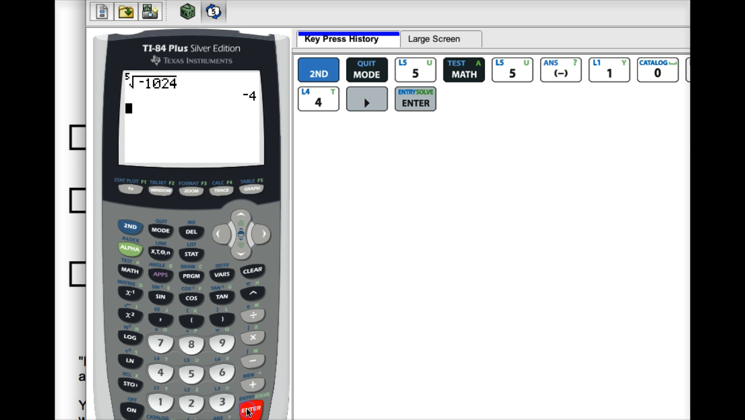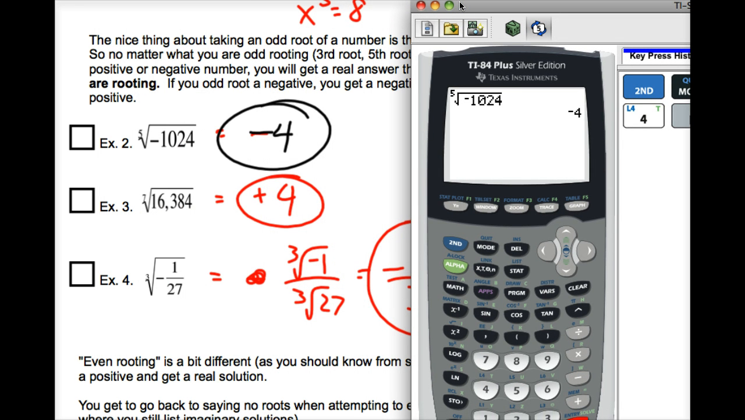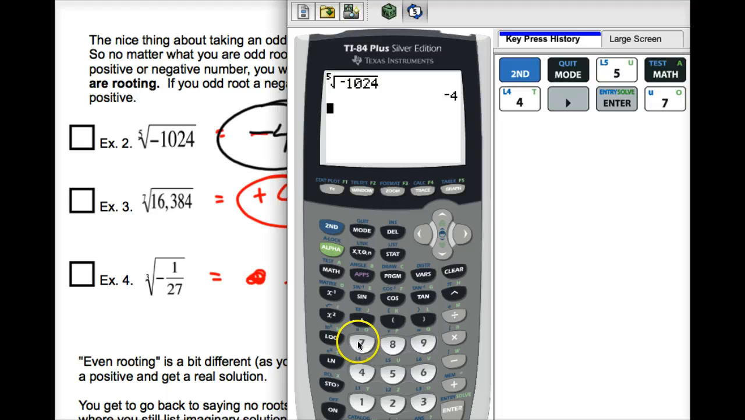And we'll just press enter, and you can see that we get that -4 that we found on example 2. One more, if I want to do the 7th root of 16,384, it is 7 for 7th root, math, number 5, and then 16,384, enter, and you can see there's the +4.